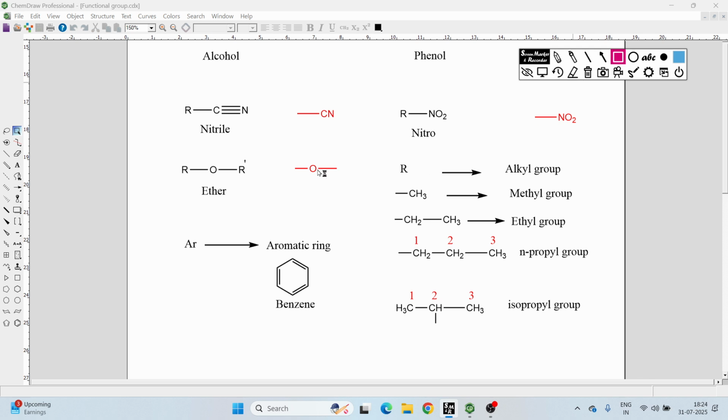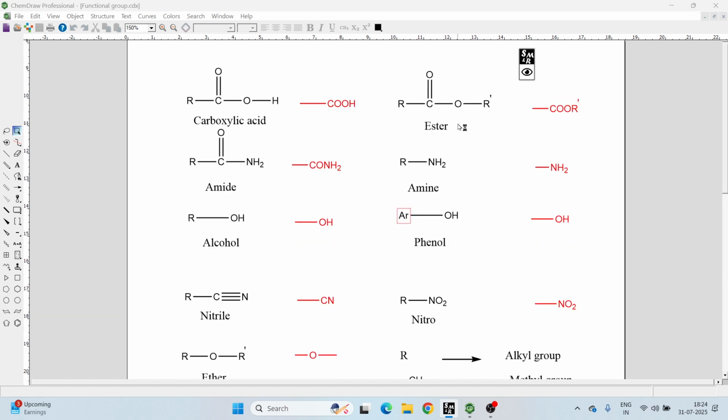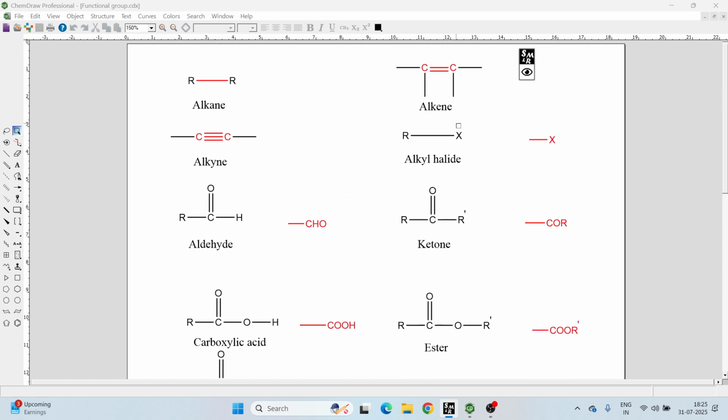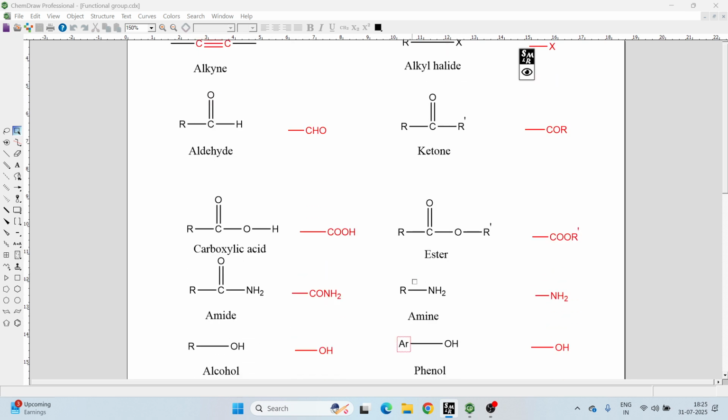You can go through this video a number of times so that you practice it and you become conversant with the functional groups. You easily understand that if carbon-carbon double bond is the functional group, then you are talking about an alkene. Carbon-carbon triple bond is alkyne, like this. Aldehyde CHO, ketone COR, carboxylic acid COOH. For an ester it is COOR, like this. You should know it by heart. For an amide it is CONH2.